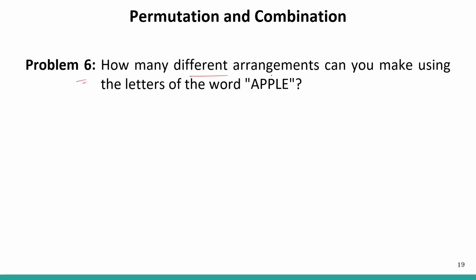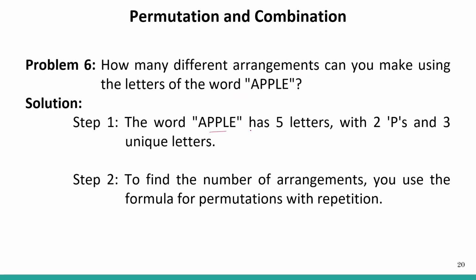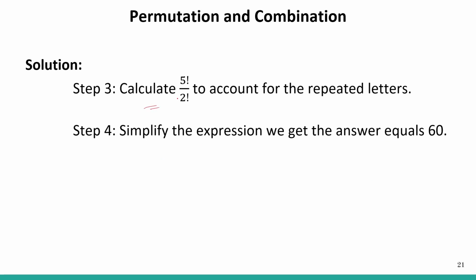In how many different arrangements can you make using the letters of the word apple? You have the word apple, A-P-P-L-E. P is repeated twice. So the word apple has 5 letters with 2 P's and 3 unique letters. To find the number of arrangements, you use the formula for permutation with repetition. So calculate 5 factorial divided by 2 factorial to account for the repeated letters.